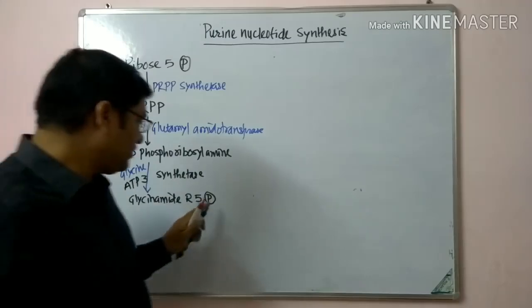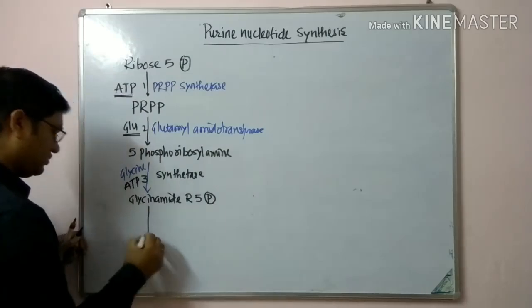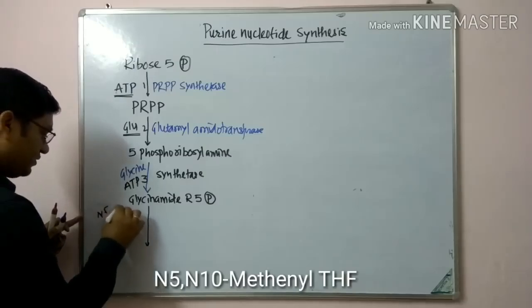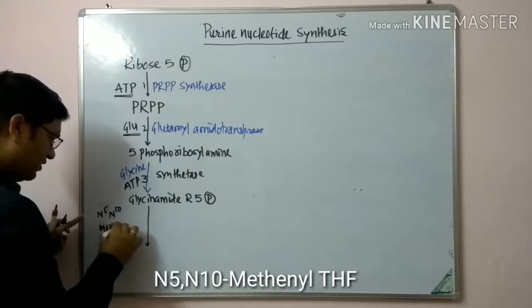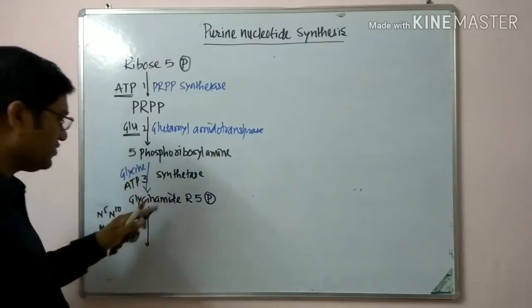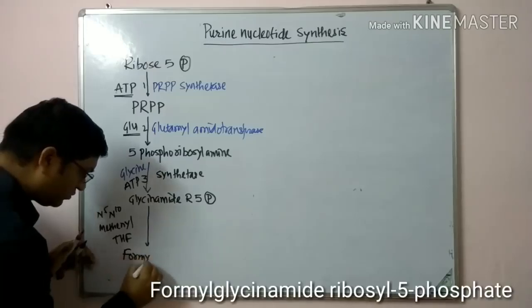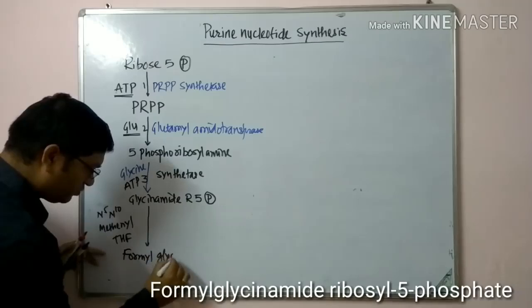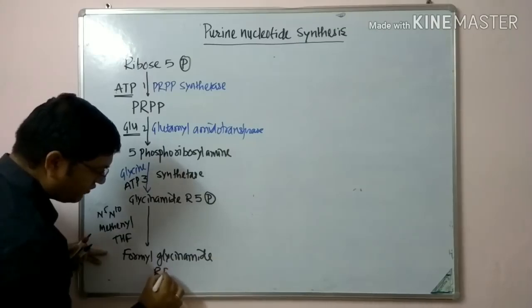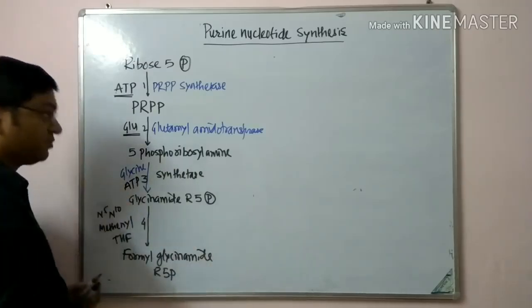Now this glycinamide ribosyl 5-phosphate accepts the formyl group from N5,N10-methenyl tetrahydrofolate, and there is conversion of this glycinamide into formyl glycinamide ribosyl 5-phosphate. This is the fourth step.